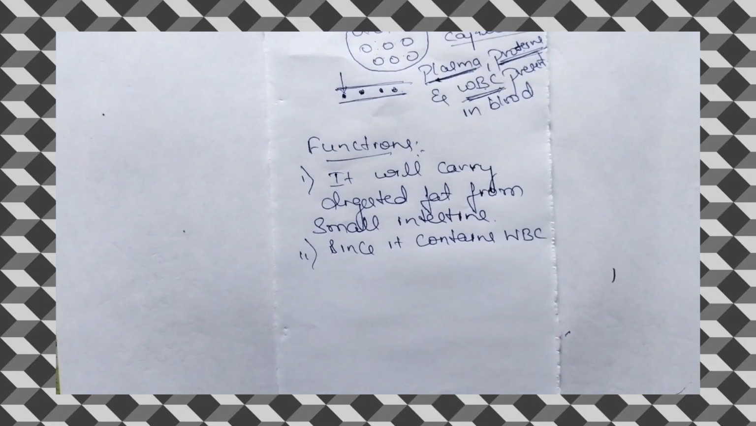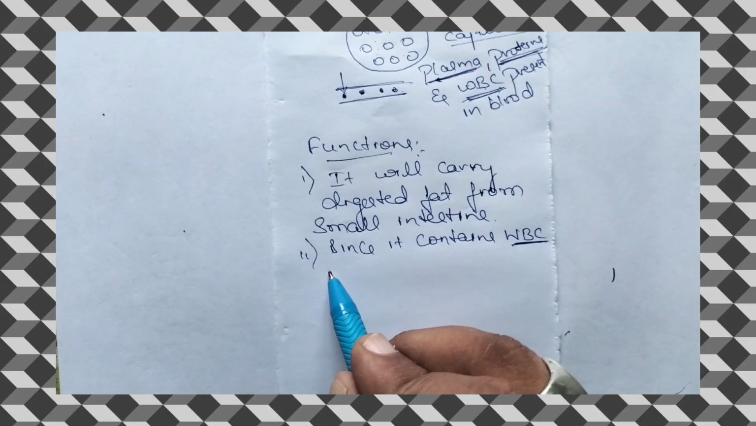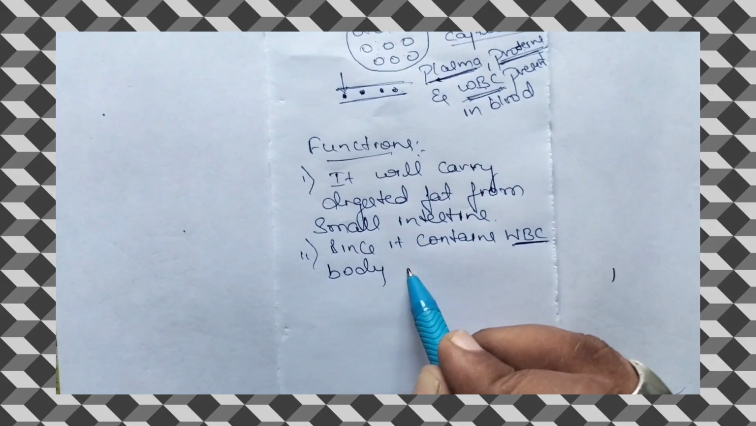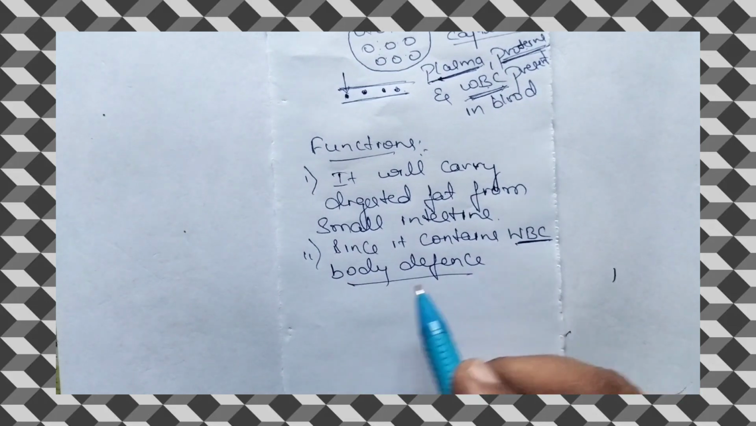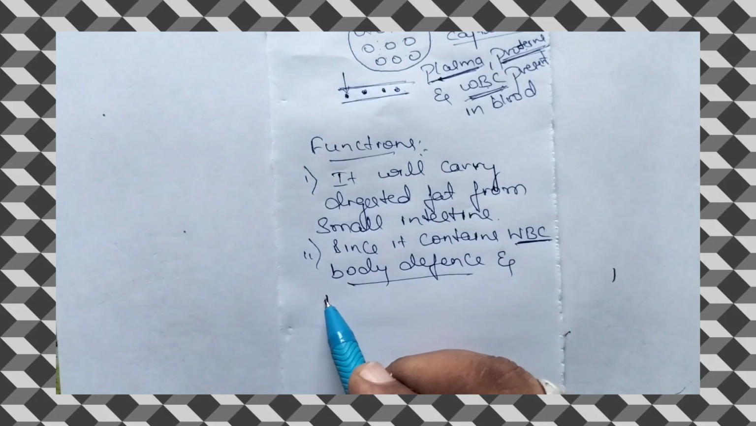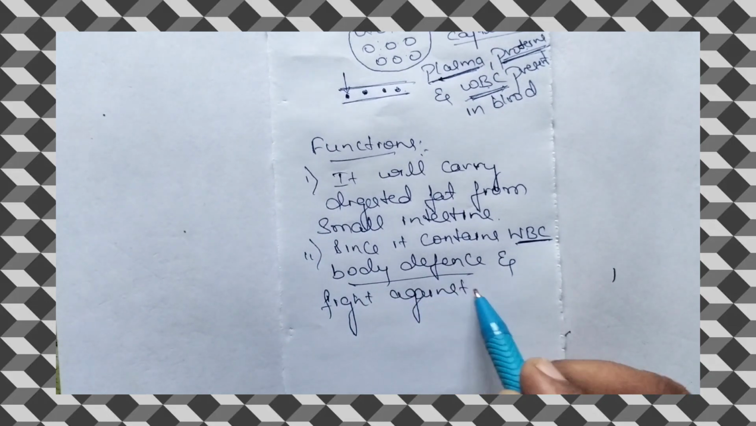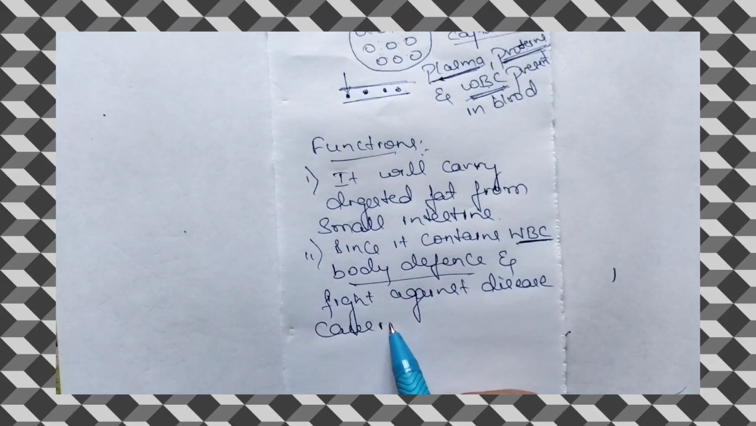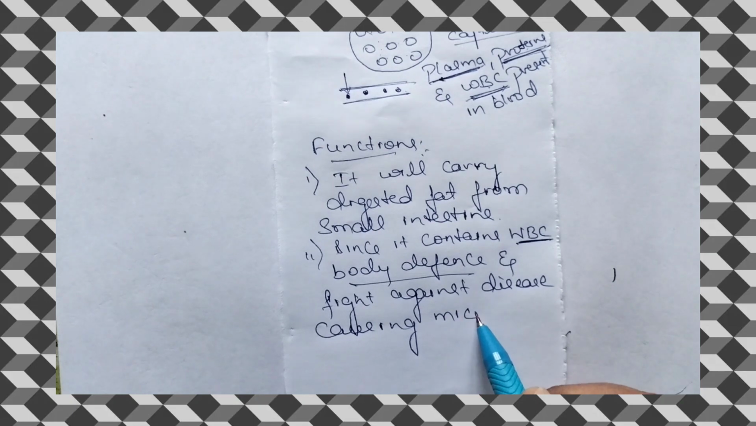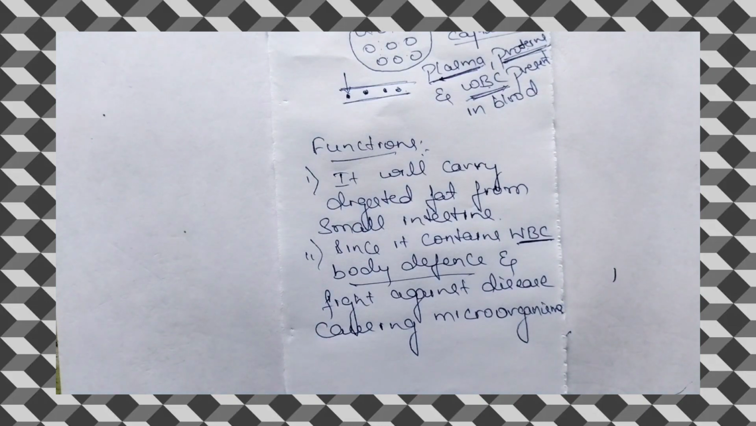ಎರಡನೇದಕ್ಕೆ ಬರೋಣ. ಈ ಲಿಂಫ್ since it contains WBC, white blood cells ಇರೋದ್ರಿಂದ, it acts like a body defense and fights against disease causing microorganisms. So these are the main two functions of lymph.